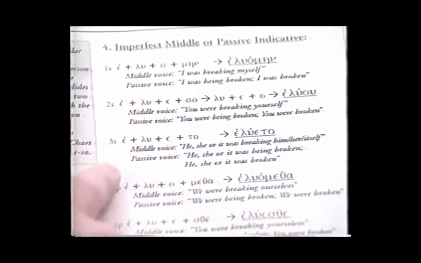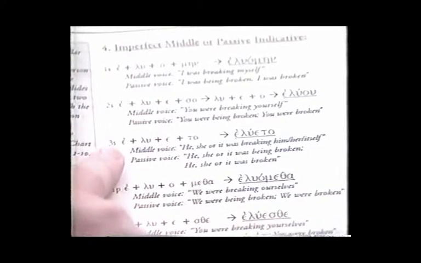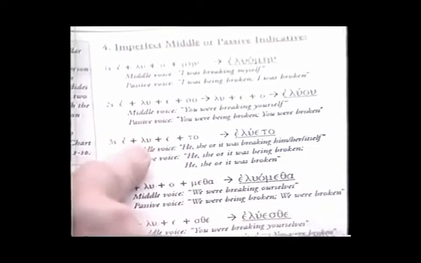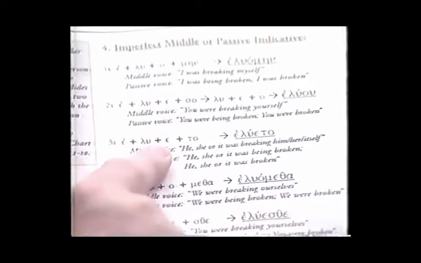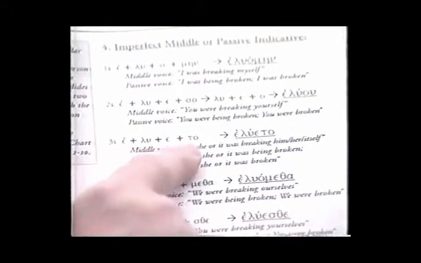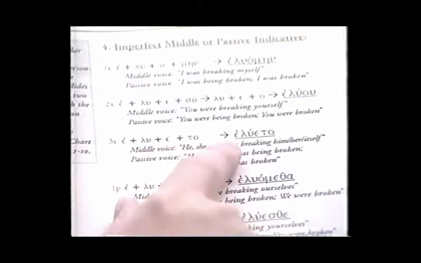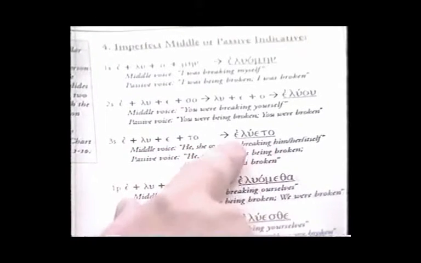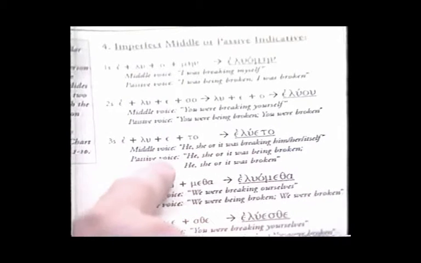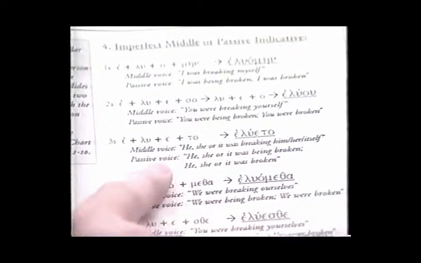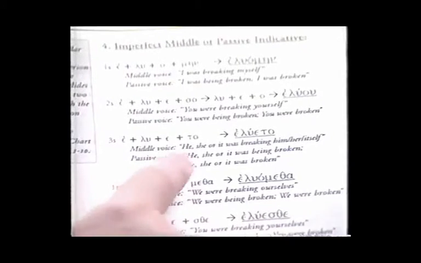In the third person singular, we have an epsilon, an augment out front, plus our verb stem lu, then the connecting vowel epsilon, and the third person singular to. Putting all of that together, we get eleueto, eleueto, translated, he, she, or it was being broken, or he, she, or it was broken. Remember, the imperfect tense shows continuation in past time.